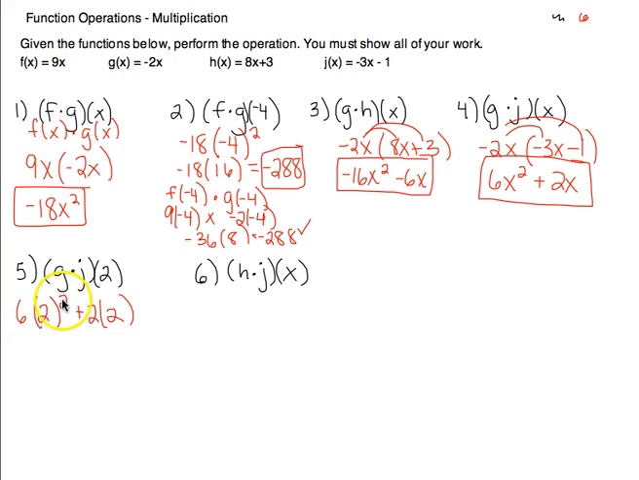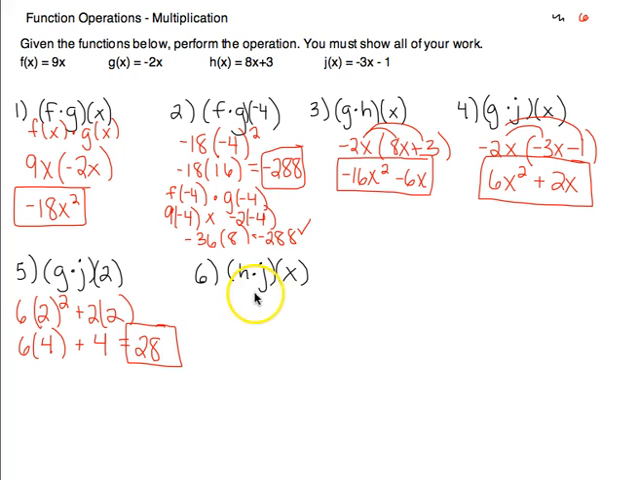So again, order of operations, 2 squared is 4. So this is 6 times 4 plus 2 times 2, which is 4. So 6 times 4 is 24 plus 4, which is 28. So g times j of 2 would be 28.